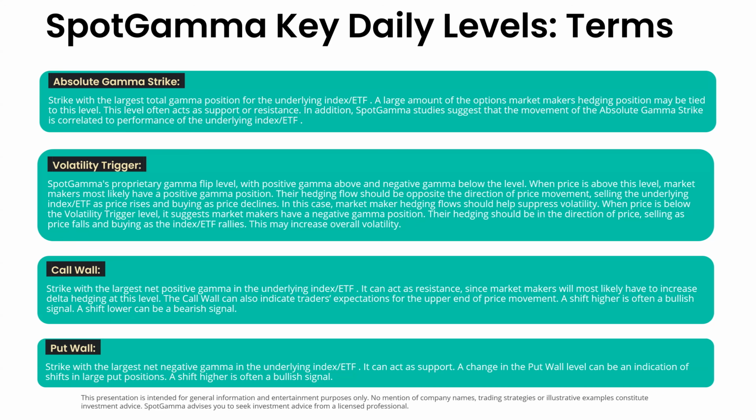In a positive gamma environment, market makers have to trade against price to hedge their delta exposure. This tends to subdue or decrease volatility. In a negative gamma environment, market makers have to trade with price to hedge their delta exposure. This tends to enhance or increase volatility. The call wall is the strike with the largest net positive gamma. It can act as resistance, since market makers will most likely have to increase delta hedging at this level. The put wall is the strike with large net negative gamma. It can act as support.